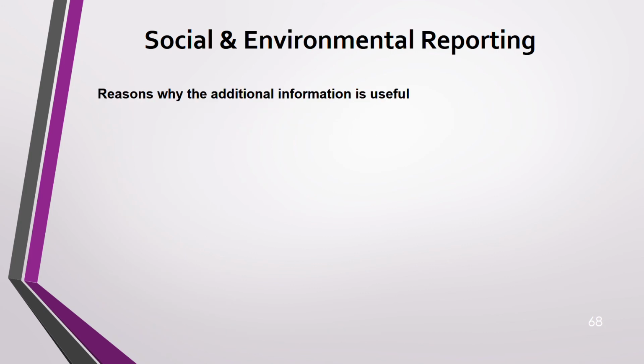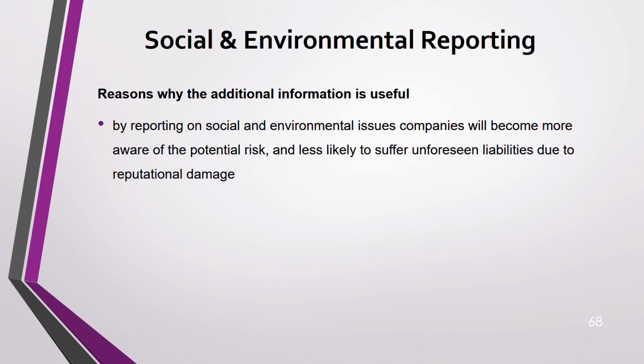Now, the reasons why additional information is useful. Additional information is useful, right? Why? If you report on your social or environmental issues, it means you are more aware of the risk. More aware of the risk means you will actually do something to mitigate the risk. So beforehand, you are dealing with it, before you suffer liabilities which you were not aware of. Now you know it, so you can minimize the impact. Because all this will lead to what? Reputational damage.